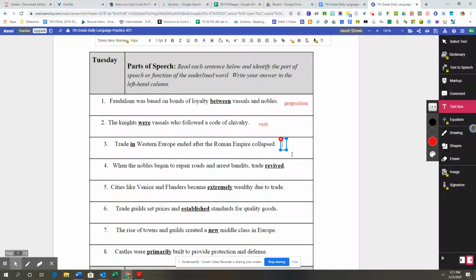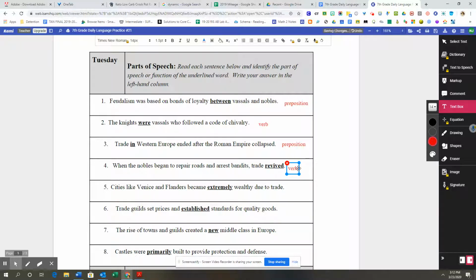Trade in Western Europe ended after the Roman Empire. Another great example of a preposition. Anywhere a mouse can go. When the nobles began to repair roads and arrest bandits, trade revived. So you can look down here. What do we think is trade revived? Revived would be a verb showing action here.